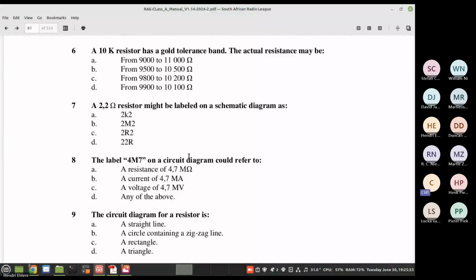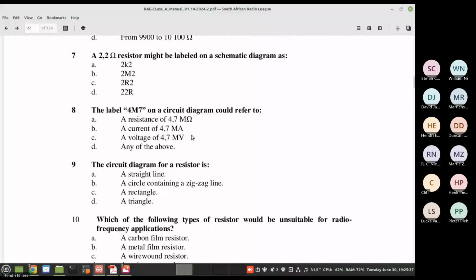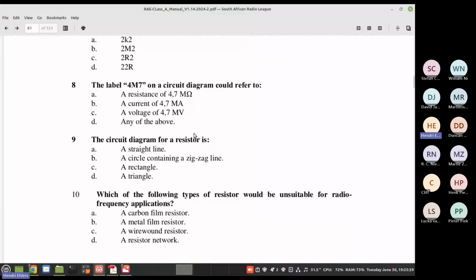C. Correct. Right, this one is a catch. The label 4M7 on a circuit diagram could refer to... I say A, the resistance.